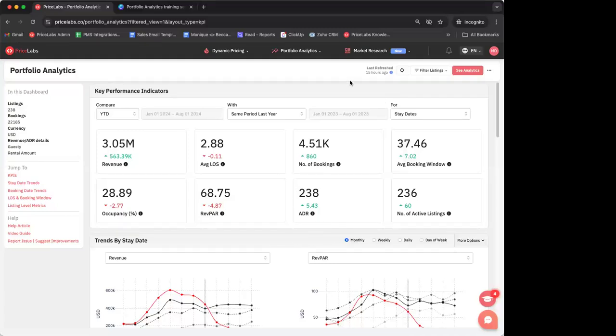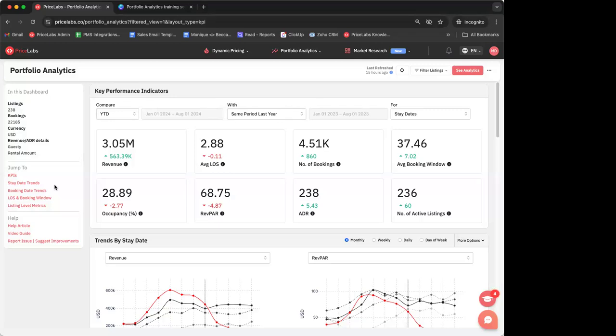All right, so here we are in our portfolio analytics, KPIs, and historic report section. A couple things that you should note when looking at this, just to get you acquainted with the system. You have a little guide right here on the left-hand side that tells you how many listings we're looking at, the number of bookings, what the currency is in. One important thing to note is the revenue and ADR details. That's going to vary based on the PMS that you're using, whether we include just the rental amount per night or whether we include rental amount plus taxes and fees. We will specify that right here.